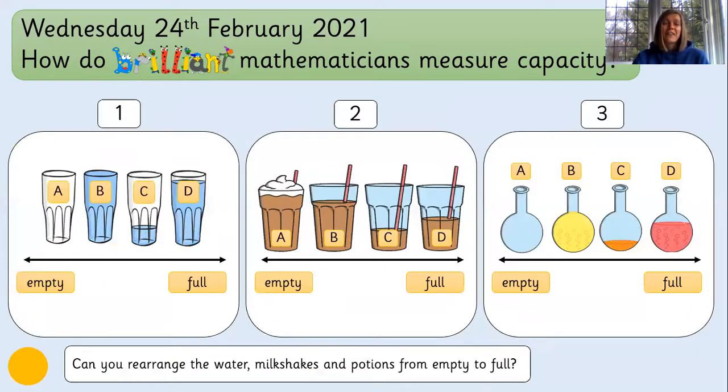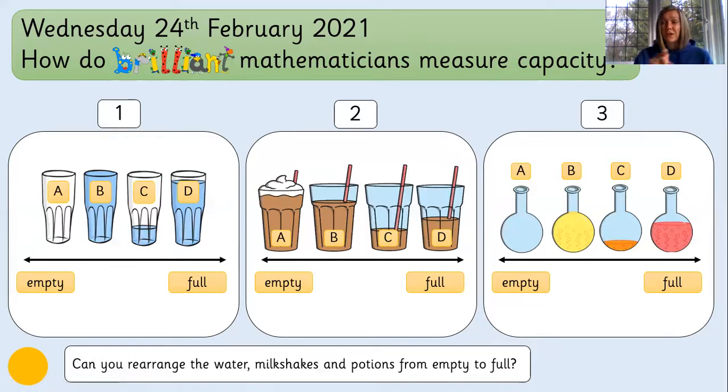If you're going to have a go at the yellow challenge, you have got to see if you can rearrange my glasses of water, my milkshakes, and my potion bottles. So you can see here that I've got a big line and it goes from empty all the way to full. And you can see I've got all my cups here muddled up. I need to make sure I go from the empty cup to the nearly empty, to the nearly full, to the full one right at the end.